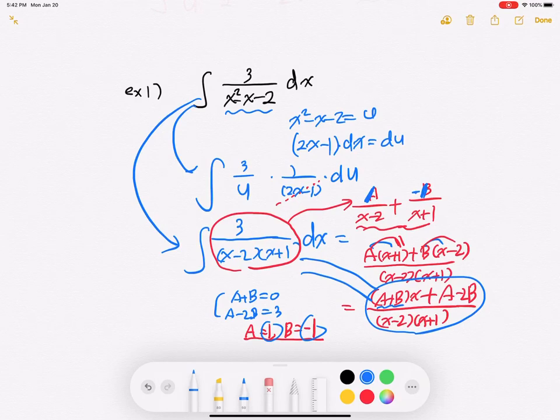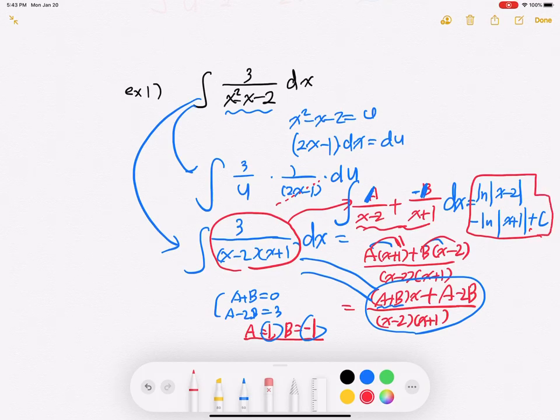And then we have to find the integral of this function. Okay, so what is the first part? 1 over x minus 2. The integral of 1 over x minus 2 dx is ln absolute value of x minus 2. And then minus 1, so negative ln absolute value of x plus 1, plus c. So this is the final answer.